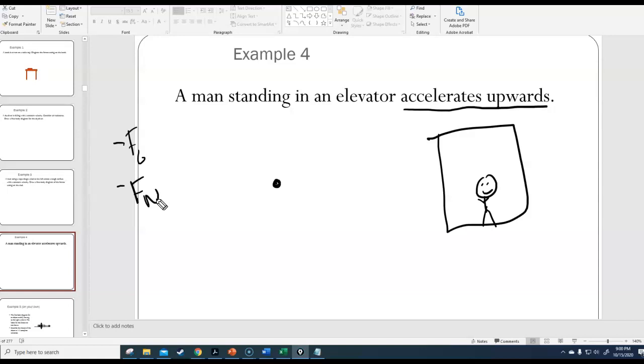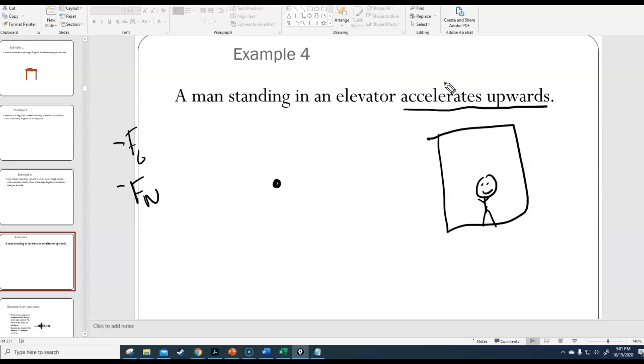Now at this point, somebody's going to say, well, isn't there tension at the top of the elevator? And that's true, and if we were drawing the free body diagram for the elevator itself, we would include that tension. But the cable at the top of the elevator is not touching the man, therefore it does not go on the free body diagram for the man. It would go on the free body diagram for the elevator though. So in this case, we only have these two forces.